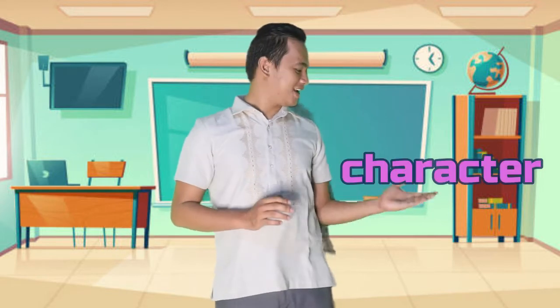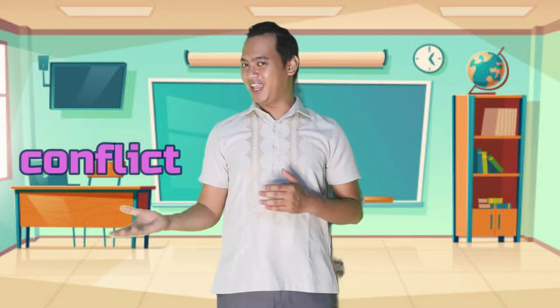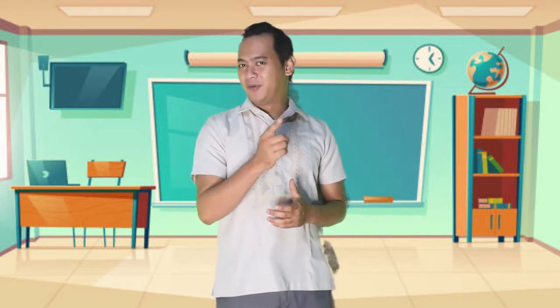That's right! We tried to evaluate how the specific elements of a literary text or selection contribute to its theme. Can you tell me the 5 basic elements of a story? You're right! We have the plot, setting, character, conflict, and of course, the theme. I'm really glad you remember them all.